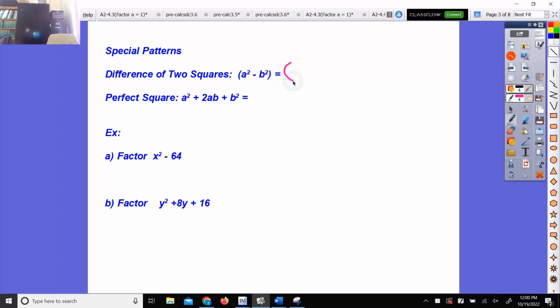A squared minus b squared factors as A minus B, I probably should switch over to uppercase, times A plus B.